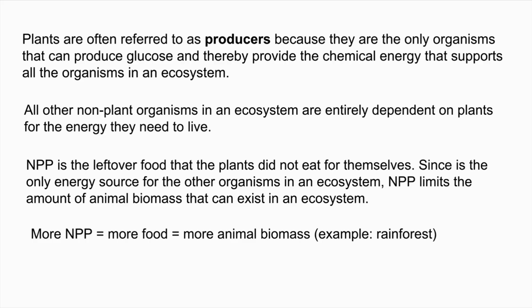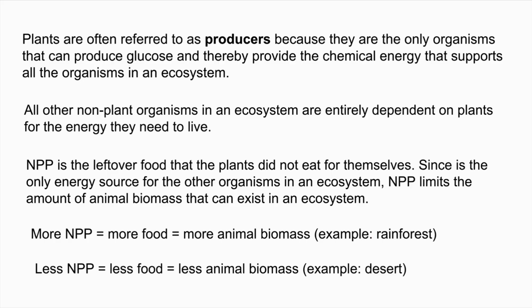So basically, if I have more NPP, that means I have more food. That means I can have more animal biomass, say like in a rainforest. And we're going to see later in this unit actually, or maybe next unit, that also leads to more biodiversity, more different species. Whereas less NPP means there's going to be less food, and that means there's less animal biomass like you'd have in a desert, and that means you're going to have less biodiversity.